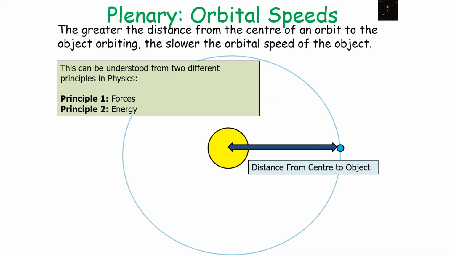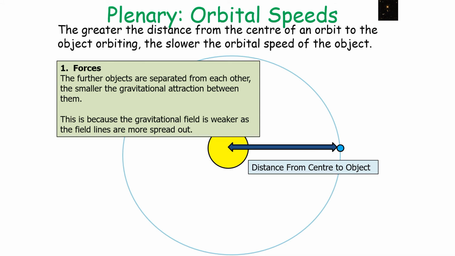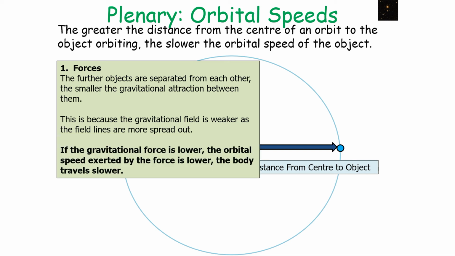Now we can understand this from two different key principles in physics, either forces or energy. So we can think of it in terms of forces because the further objects are separated from each other, the smaller the gravitational attraction between them, because the gravitational field is weaker as the field lines are more spread out. So if the gravitational force is lower, the orbital speed exerted by the force is lower, the body travels slower.